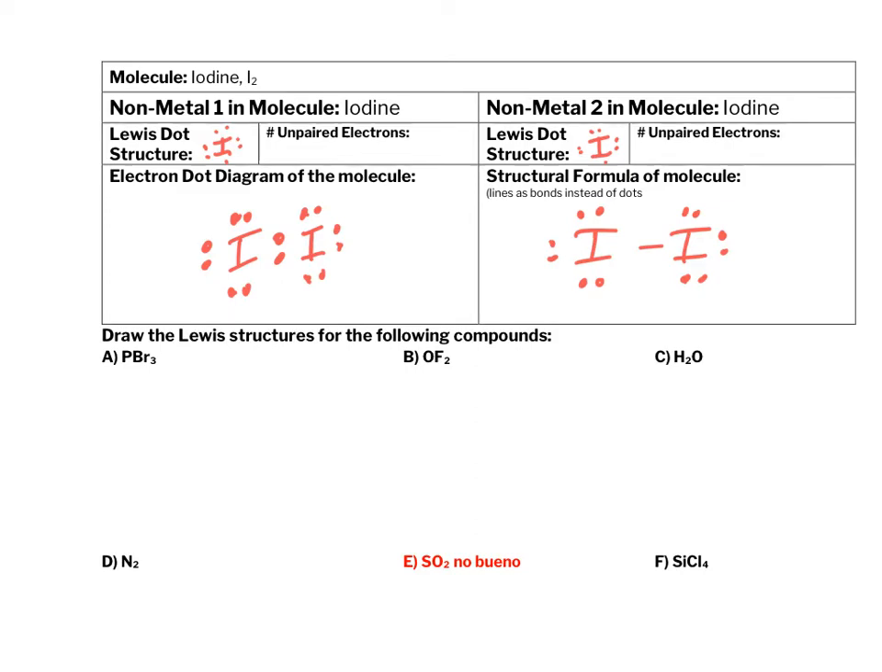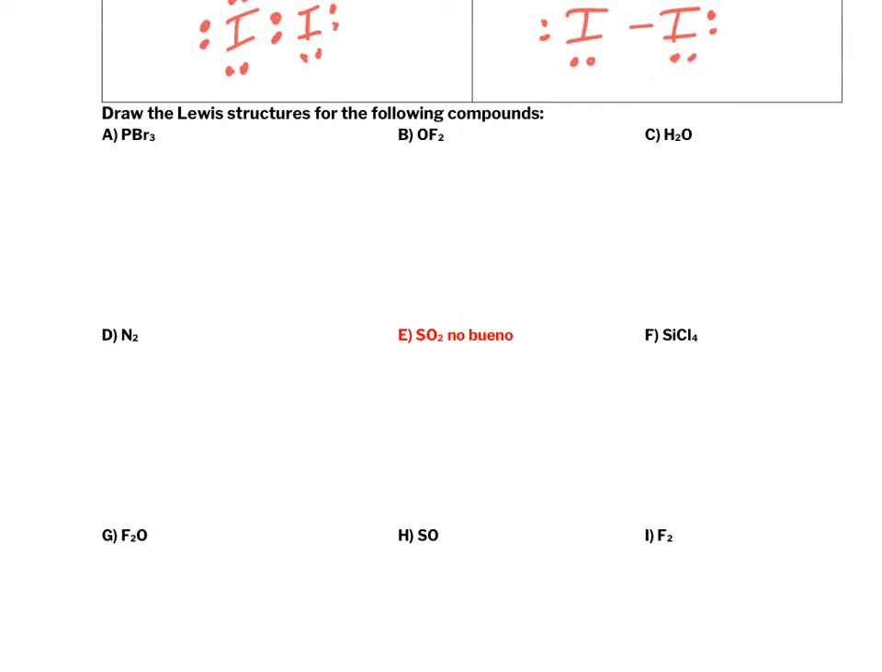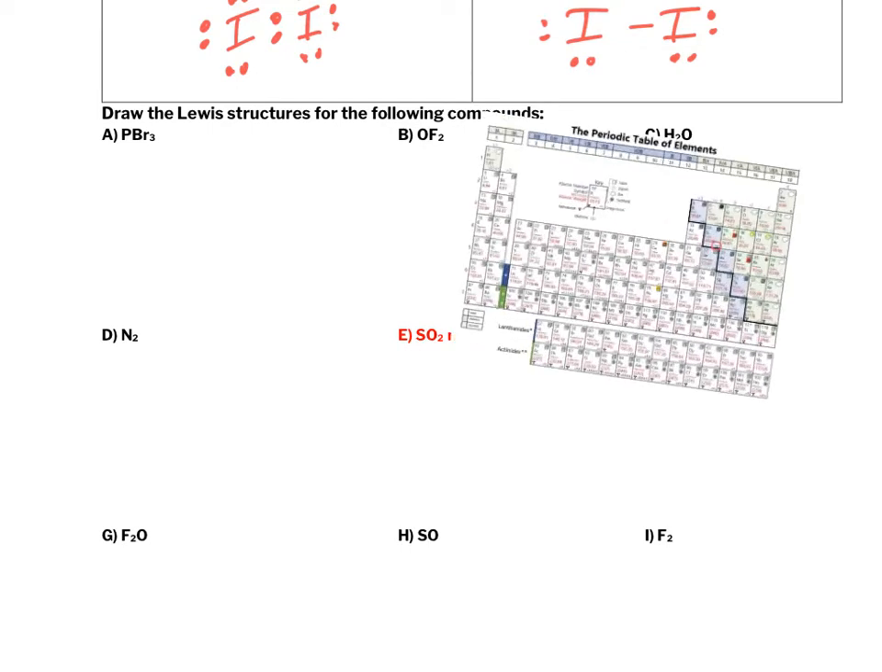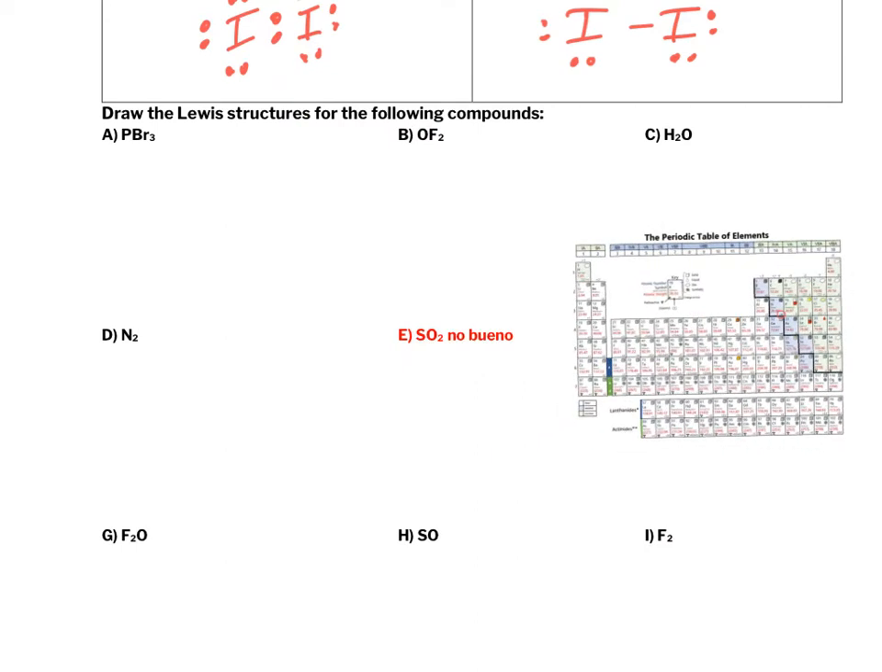All right, let's try a few more dot diagrams here. Now if we got one element, P, and three Brs, then probably that one element's going to be in the middle. First thing we got to do is look it up on the periodic table. Phosphorus is P. That's in the column that has 5 valence electrons, so let's put that in the middle.